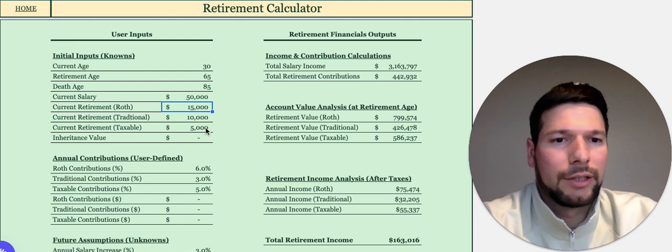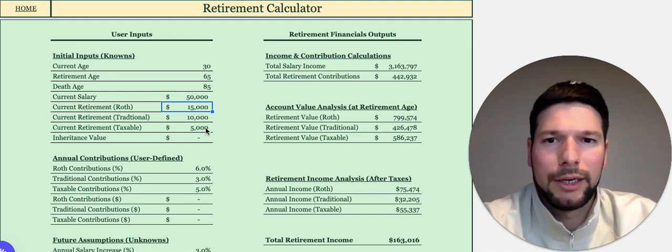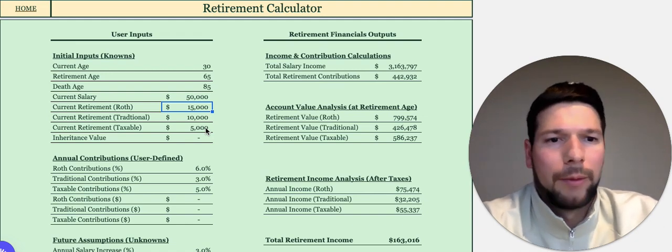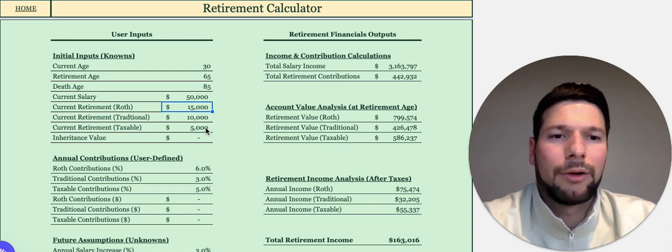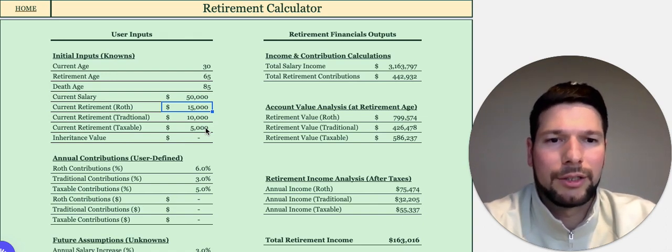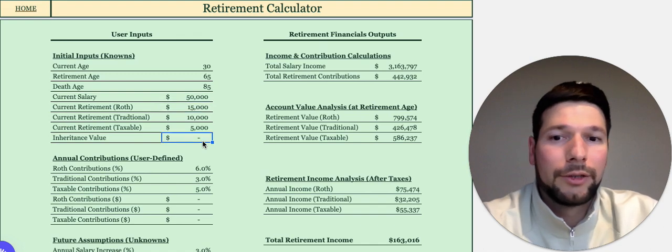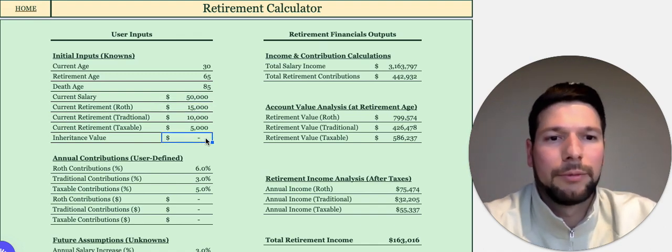So this is just like a typical brokerage account you might have with TD Ameritrade or Schwab or whoever it may be, where the money's outside of a tax-advantaged account. That's just considered a taxable account. And do you expect to get any type of inheritance at some point before you retire?